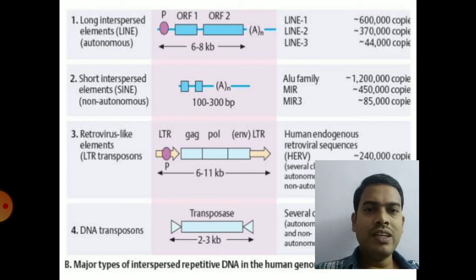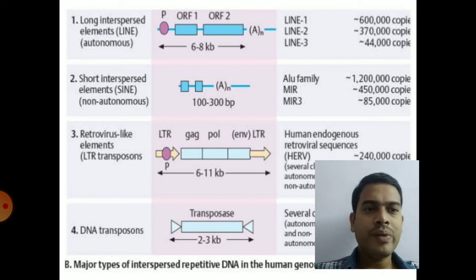Coming to the interspersed regions, there are long interspersed elements and short interspersed elements. Long interspersed elements are also called autonomous sequences. Short interspersed elements are non-autonomous sequences, and retroviral-like elements, long-term repeats, are also called transposons. So for LINEs, the best examples are LINE 1, LINE 2, LINE 3.